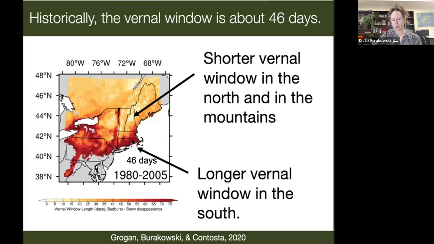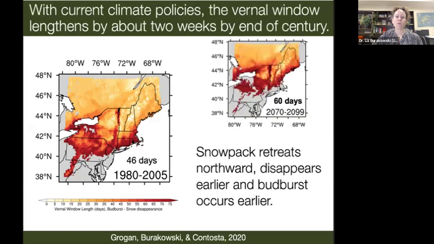So what happens in the future? Well, if we continued with current climate policies, and this study was actually done back in 2020, so it was about climate policies roughly around 2020, what we see is a lengthening of the vernal window. And if you train your eyes, you can also see that the snowpack, so the area where there even is a vernal window, has also retreated. So we see snowpack lost earlier, and we also see earlier bud bursts, but similar to that pattern at Hubbard Brook, it's not occurring at the same rate.